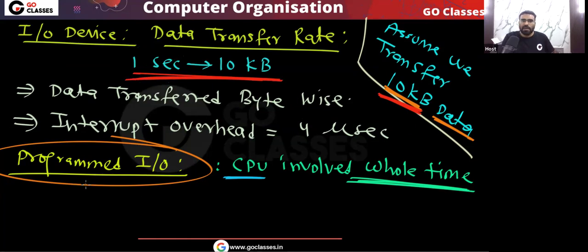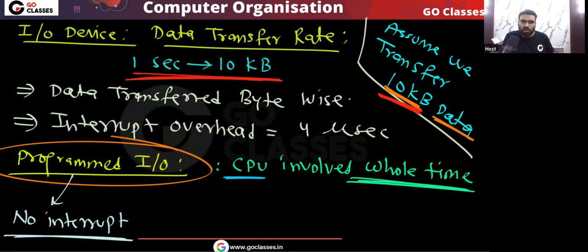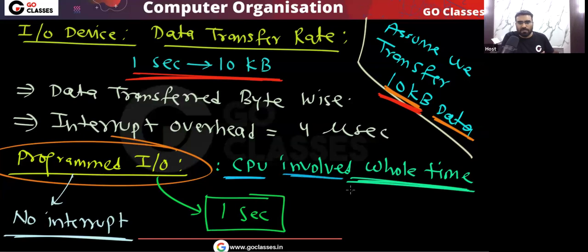Is this clear? And remember, in the programmed IO, there is no interrupt. There is no interrupt overhead. There is no interrupt signal. Okay, is this clear? So remember, if you want to transfer 10 KB data, how much time do you need? Only 1 second. The question is saying that you can transfer 10 KB in 1 second. So for the entire 1 second, CPU will be busy. CPU will be involved all the time. Is this clear? For 1 second, the whole time CPU will be busy.